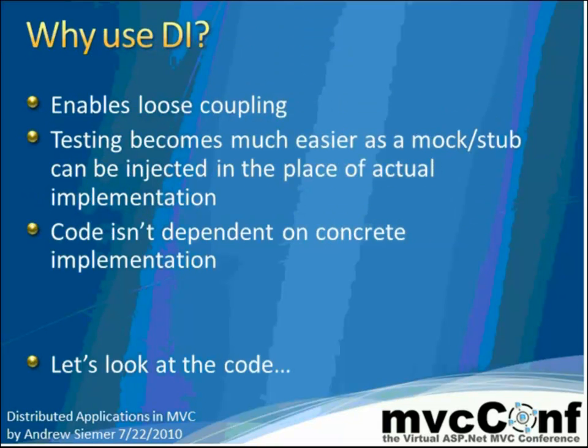Let's see, I think I went through this. So it enables loose coupling. We no longer have direct instantiation of objects, therefore our coupling starts to disintegrate. Testing becomes easier because we can actually throw in mocks or stubs. Different complexities there. I don't know how into testing you guys are. Code isn't dependent upon the concrete implementation. This is the concept that it doesn't care what type comes in as long as it has the methods that it expects. So we'll go ahead and take a look at our code for this.